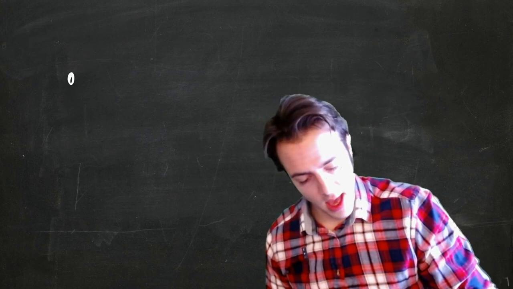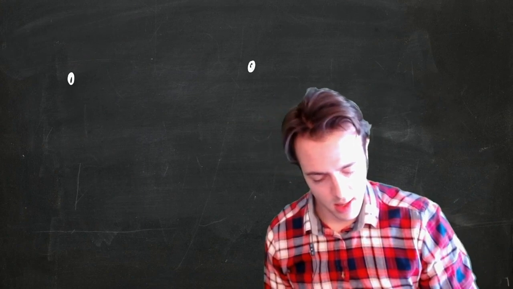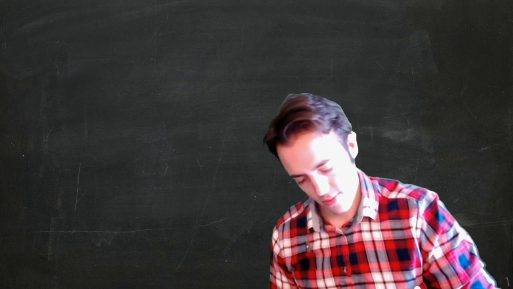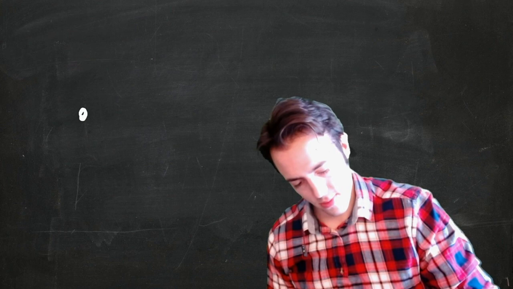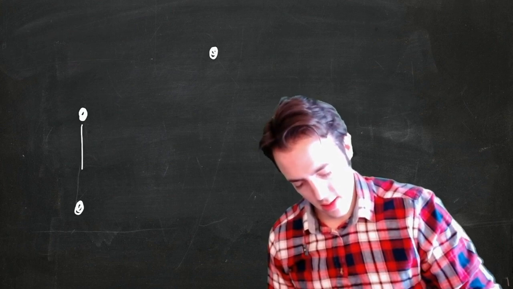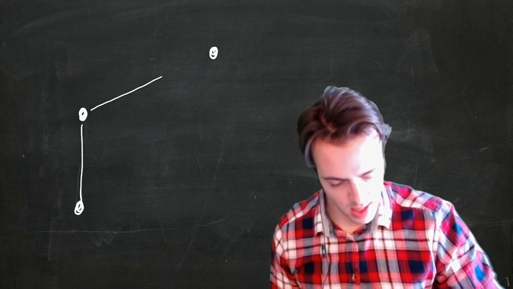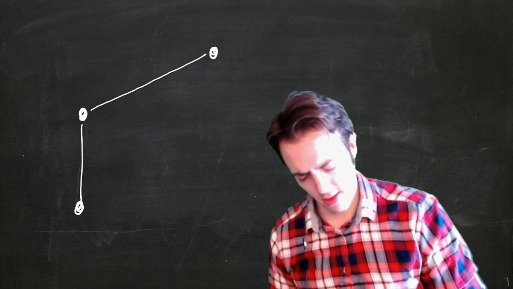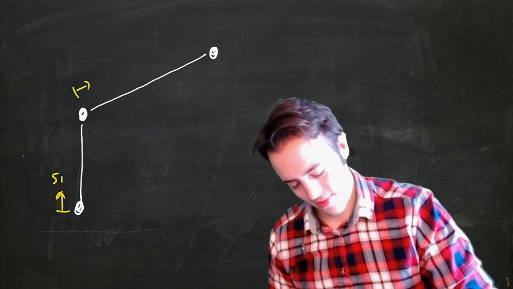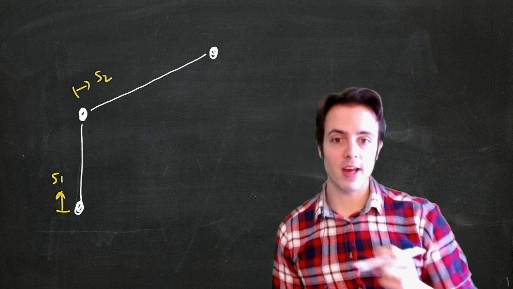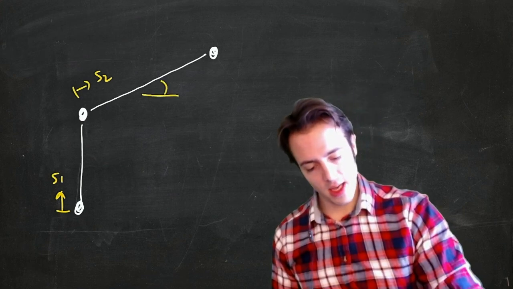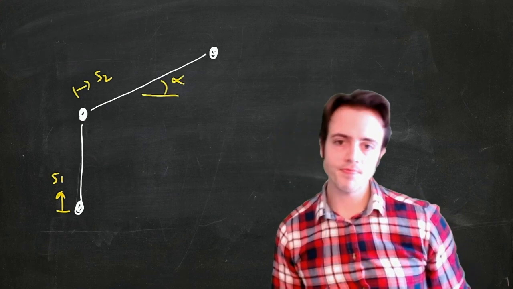So if I've got a member, let's draw this a little differently actually. Let's say I've got 2 members here. And I've got S1 and S2 along this way. So I'd have an associated QS1 and associated QS2. This angle here, let's just call this alpha.